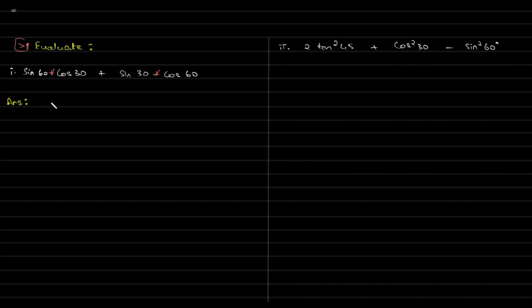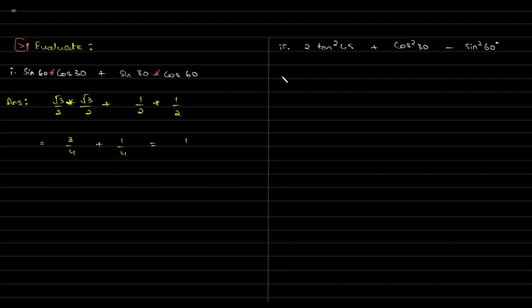So we're looking at sine 60 to be root 3 by 2 into cos 30 is root 3 by 2 plus 1 by 2 into 1 by 2. So this is nothing but 3 by 4 plus 1 by 4. And the LCM is 4, so 4 by 4 is 1.